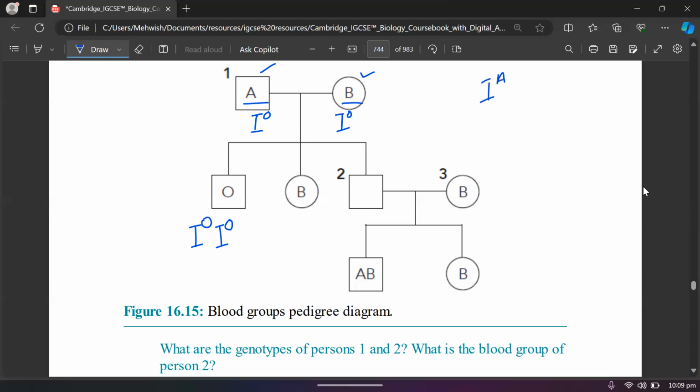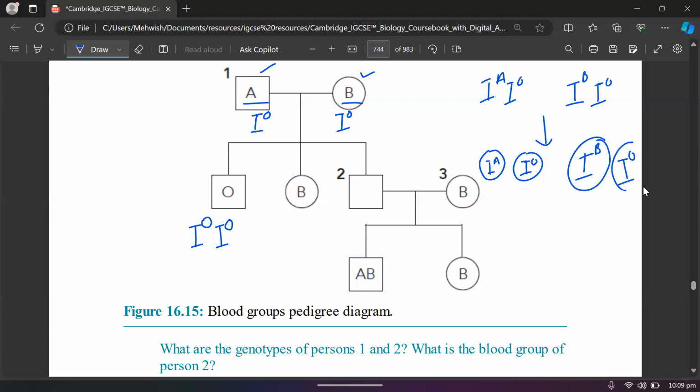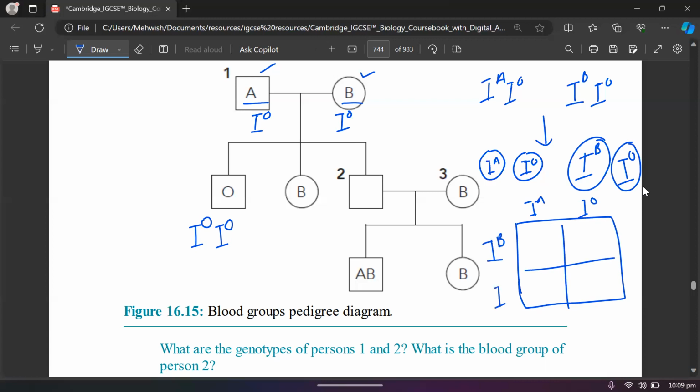For blood group A, the parent had this genotype, and the female had this genotype. When they produced gametes, both alleles separated like this. The male produced two types of gametes, and the female produced two types of gametes, one with allele B and the other with allele O. For this, you can make a Punnett square, which is easier for us. That is IA and IO on one side, and on the other side I'll keep IB and IO.